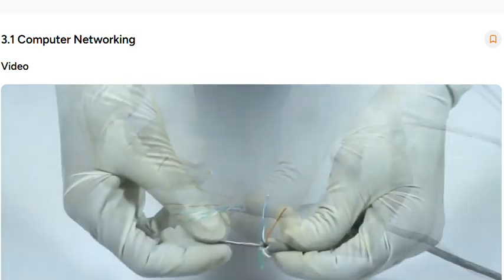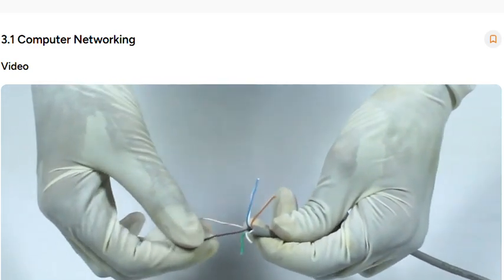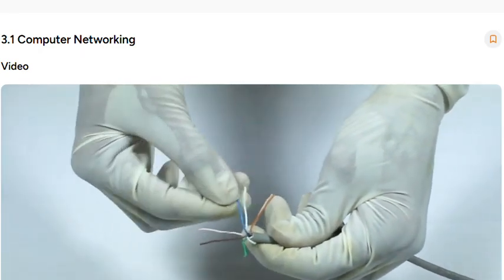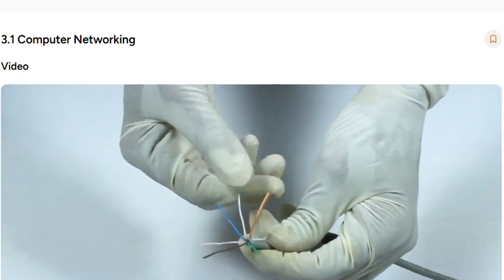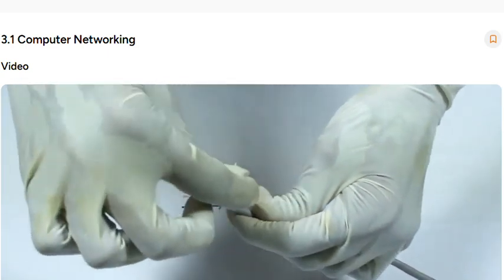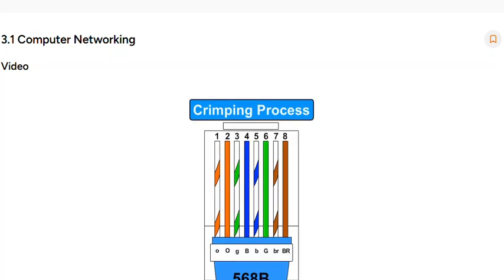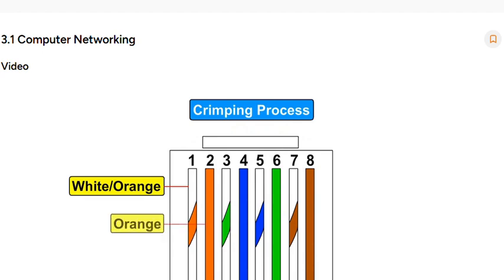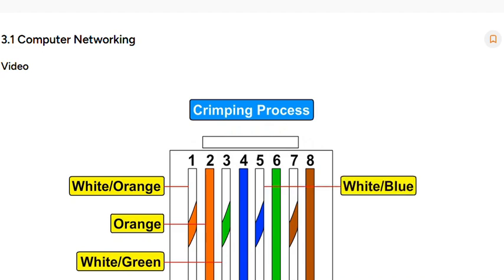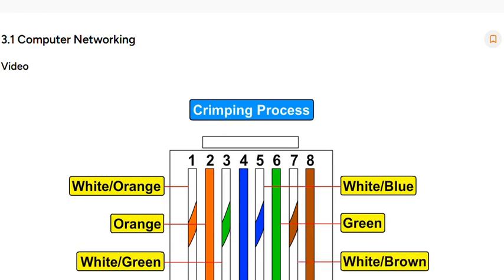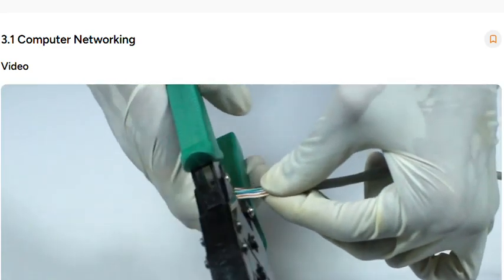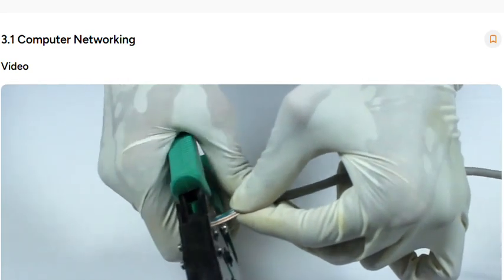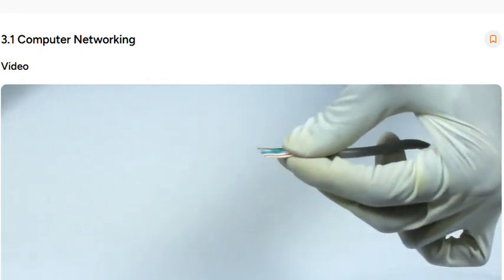Untwist all 4 cables one by one and then straighten all the wires. Arrange the wires as per 568B standard color code as white orange, orange, white green, blue, white blue, green, white brown, brown. Cut the edge of wires to align them properly using crimping tool and hold the wires.